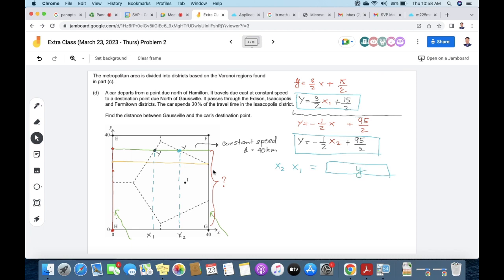So let's try to find a way on how we can connect. We can find a value for x sub 2 and x sub 1. So look at this figure again. Is there a way for us to find a value of x sub 2, x sub 1, or connect x sub 2 and x sub 1?